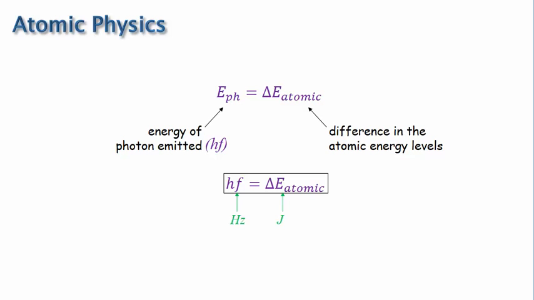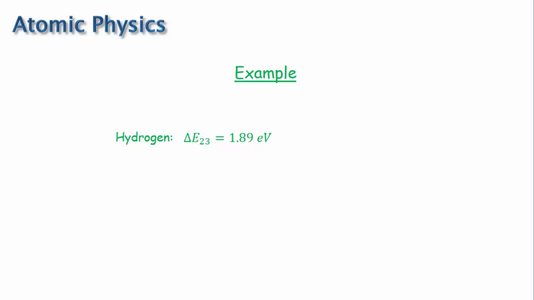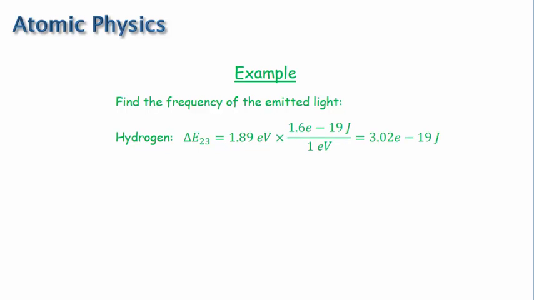In this equation, be sure to use SI units, so the frequency is in hertz and the energy is in joules. As an example, let's say that an electron in a hydrogen atom transitions from the third energy level to the second energy level, where the difference between the energy levels is 1.89 eV, and we want to find the frequency of the emitted light. We need to convert this energy to joules first. 1.6 times 10 to the minus 19 joules equals 1 eV, so multiply by that ratio, and we get the difference in the energy levels is 3.02 times 10 to the minus 19 joules.